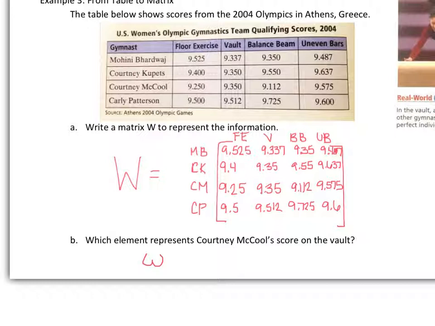And then what comes next in the subscript? A column or a row? Row. So what row is Courtney McCool? Row 3. What column is vault? 2. So imagine those labels are gone. If I told you Courtney McCool's score on the vault is element w32, could you find that and tell me what her score was? Yeah, row 3, column 2, it was 9.35. Any questions?